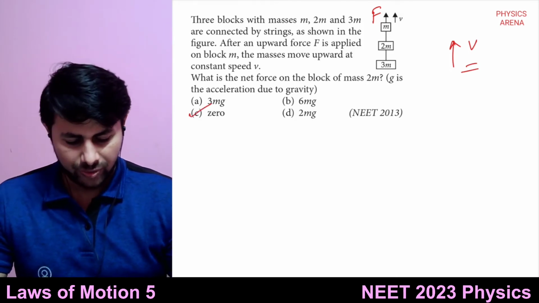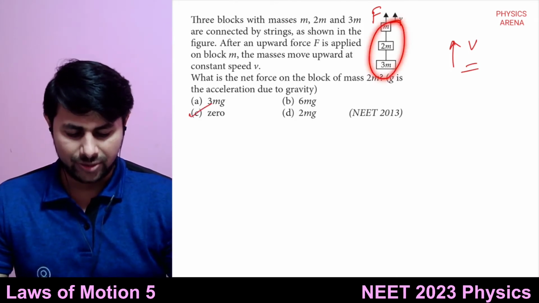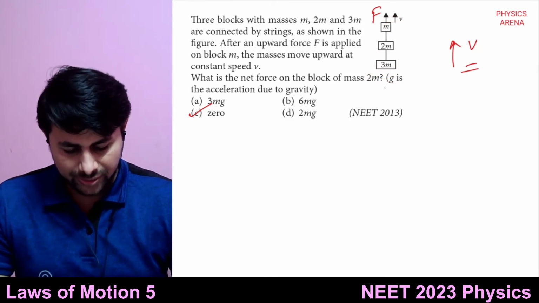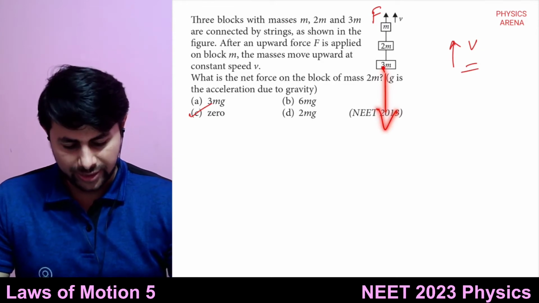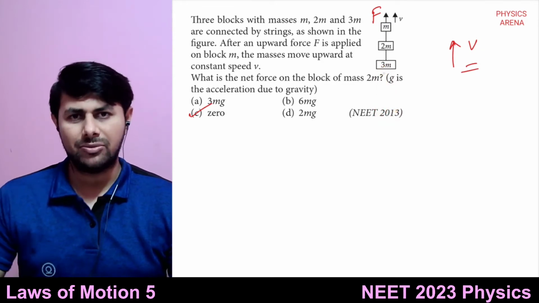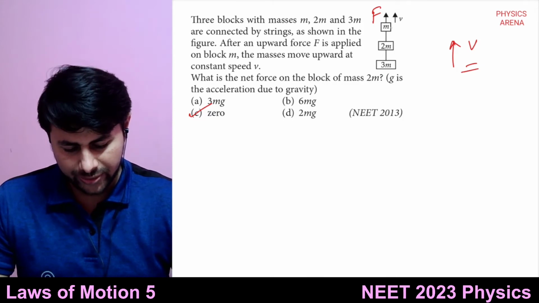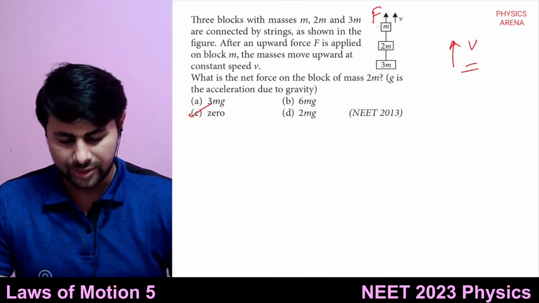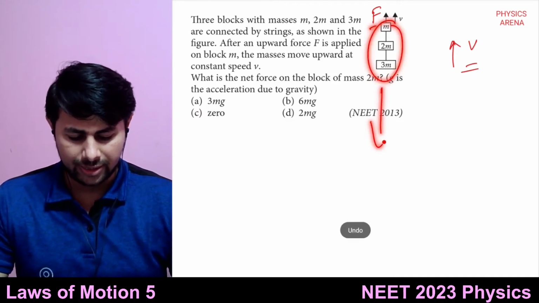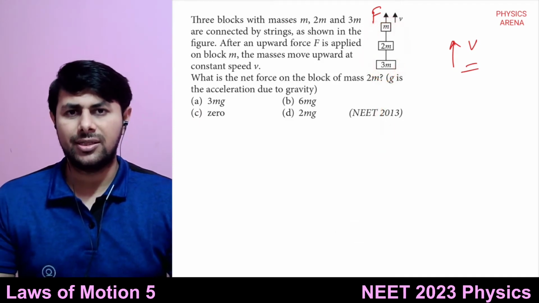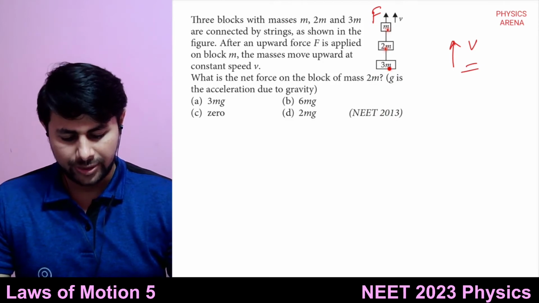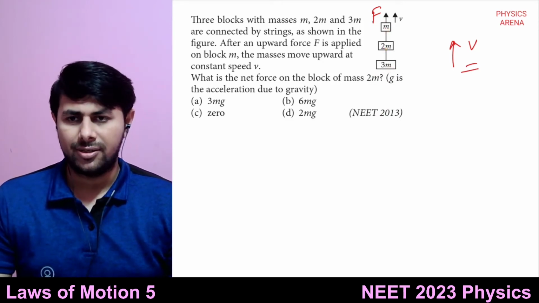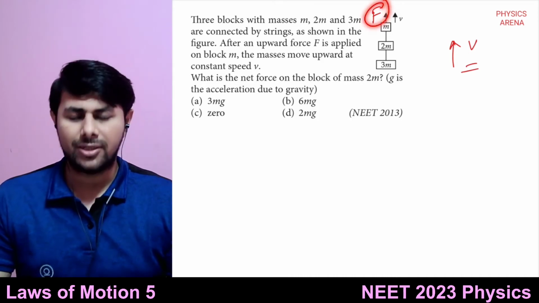So can you tell me what would be the net upward force acting on these three masses? It's simple. It is equal to net downward force. Why is it equal to net downward force? Because there is no acceleration. So net upward force, which is F, is equal to the net downward force. And net downward force is their weight. So m plus 2m plus 3m, that is 6m, 6m times g. So value of F is equal to what?